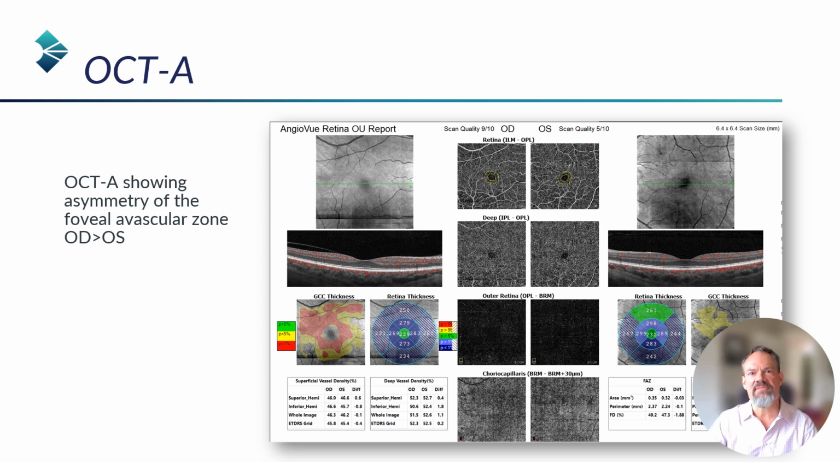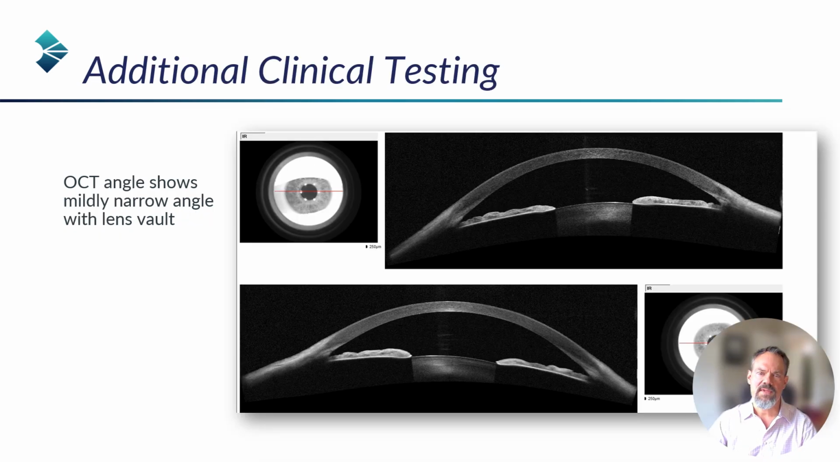And so foveal avascular zone is something I look at a lot. Looking at the foveal avascular zone in this case, all three metrics show a larger foveal avascular zone in the right eye than the left. A careful angle inspection is also important in all cases of glaucoma and glaucoma suspects.